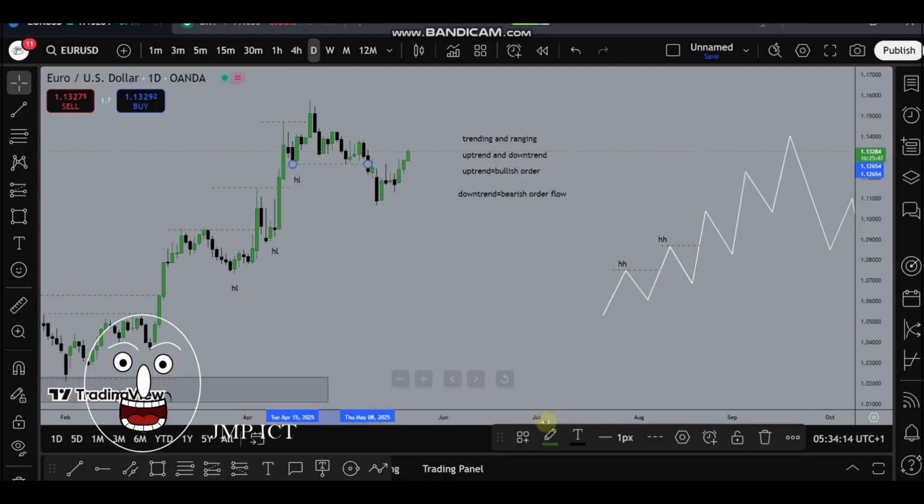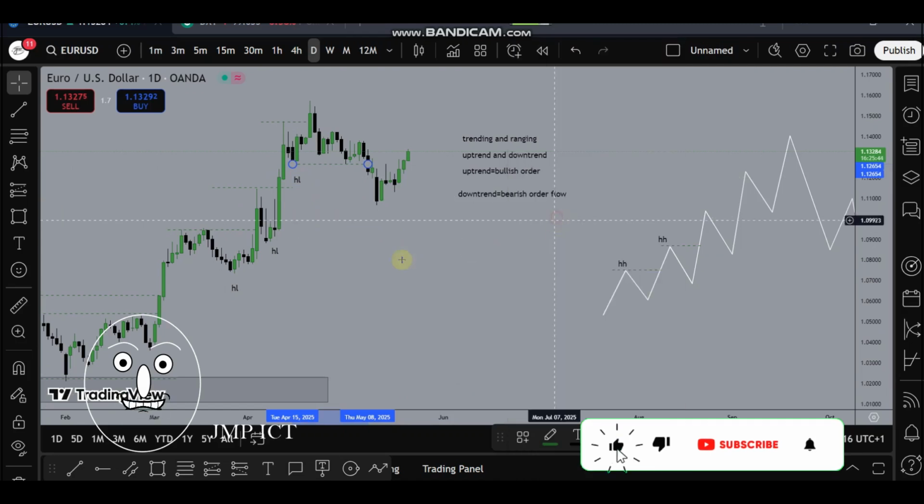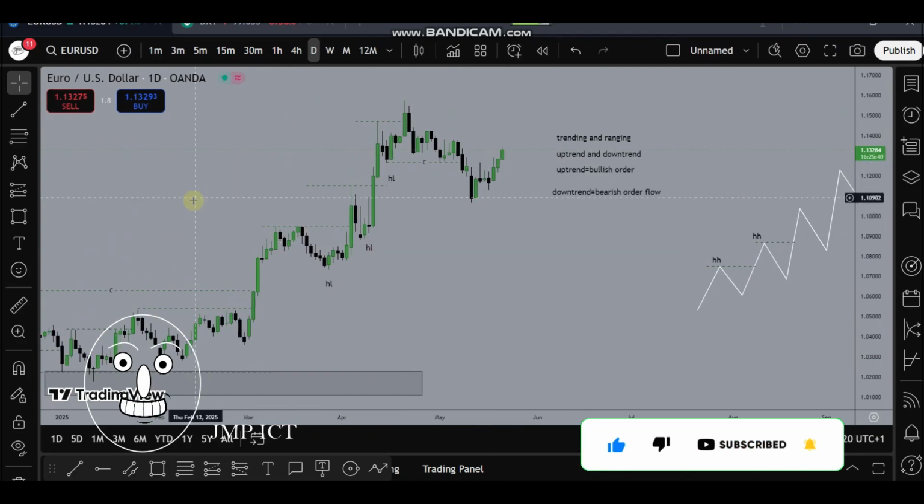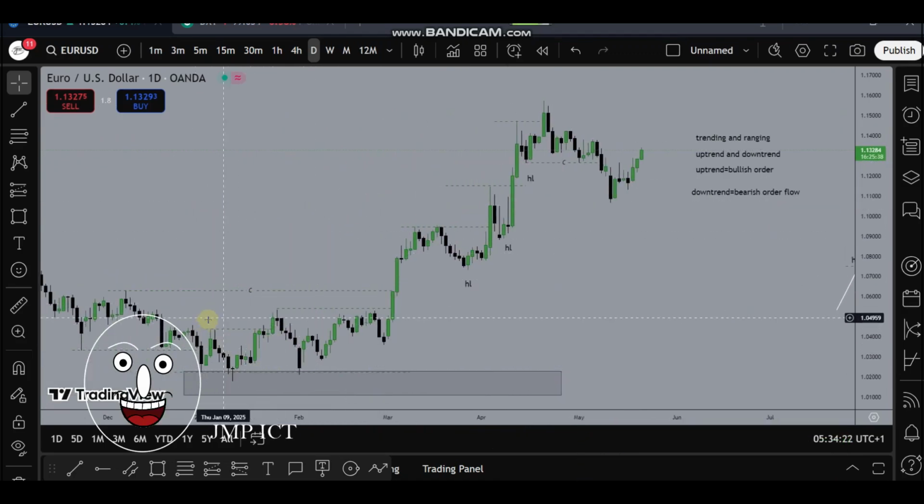Now this is where I also call change of character. So if this happens, before, you can see something similar here. Before any shift in trend or shift in order flow, there is always a shift in market structure. If this shift of market structure happens when price trades into a key level, definitely there will be a shift in order flow.